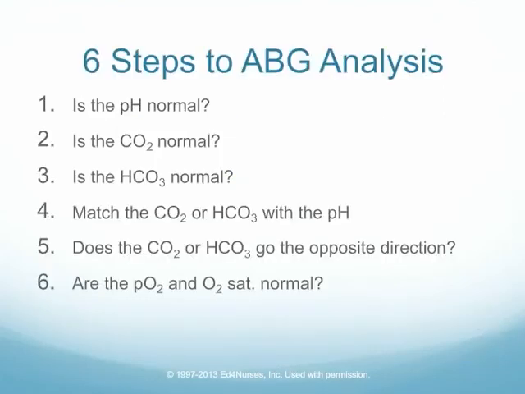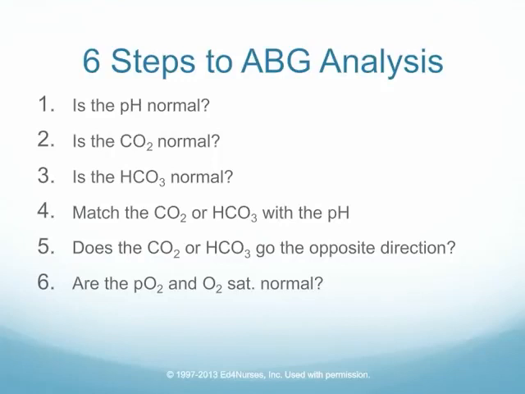So the 6 steps to ABG analysis are: 1, we're going to look at the pH, then we're going to look at the CO2, the bicarb, and onward. Notice that there are 2 main components that we are assessing when we look at a blood gas. We're assessing the pH, which tells us about acid-base balance, and we're going to assess the oxygenation status of our patient. So 2 different areas of information that we're getting from arterial blood gases.